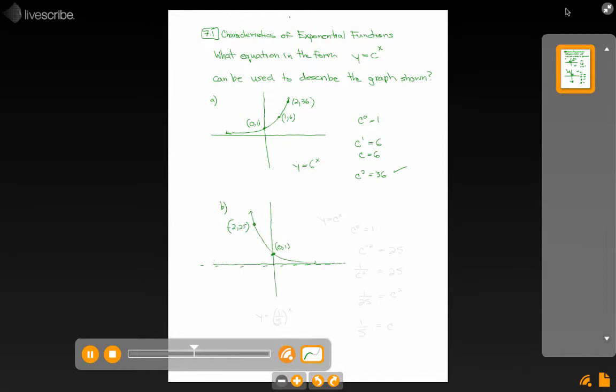This one, the question is still the same. What equation in the form y equals c to the x can be used to describe the graph shown? But our graph is a little different, and intentionally I've just given you a couple of points. In fact, I wouldn't even need to give you both of these, probably.